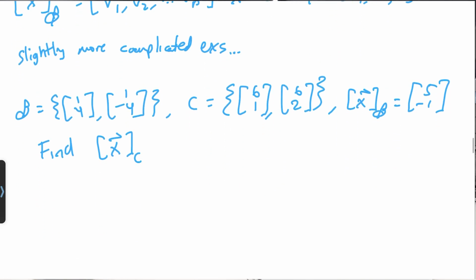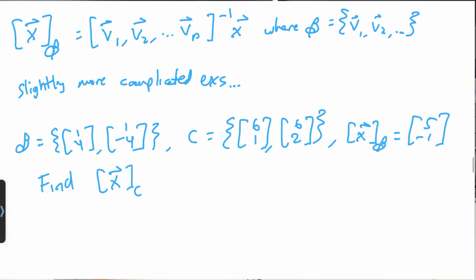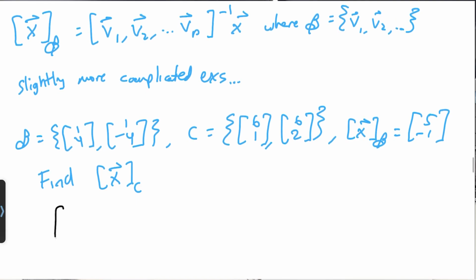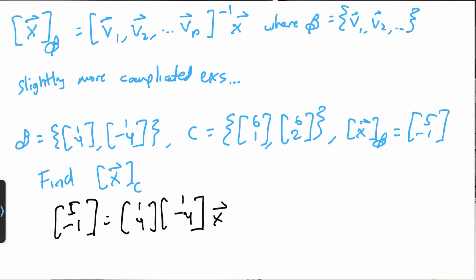Now, we have b, which is this set, c, which is this set, x of b, which is this, and we want to find x of c. So from the above equation, we can just plug it in as well. And so we get this, where we don't know what our x vector is, and we want to solve for it. But how do we get x by itself?